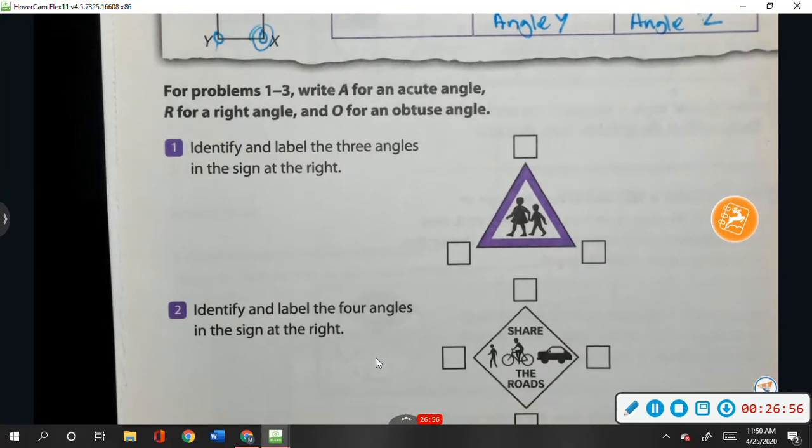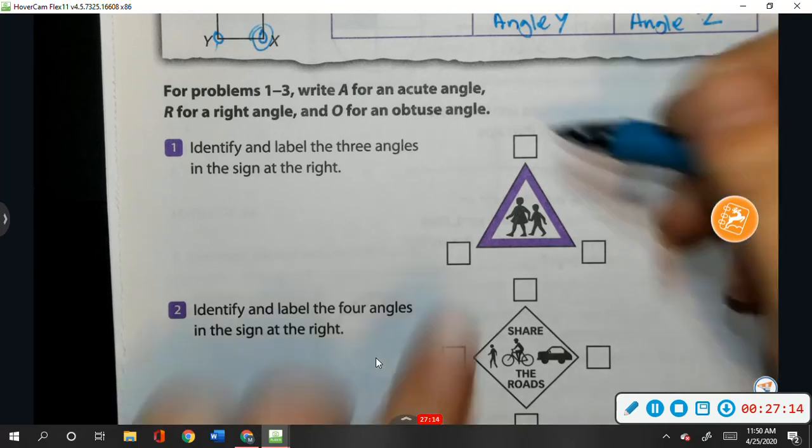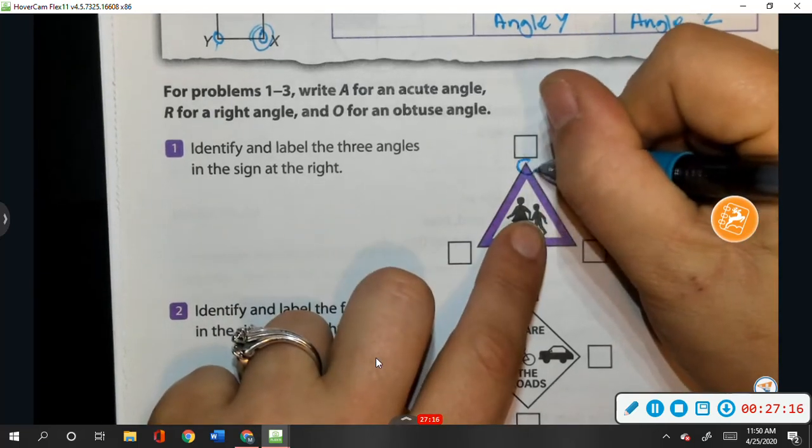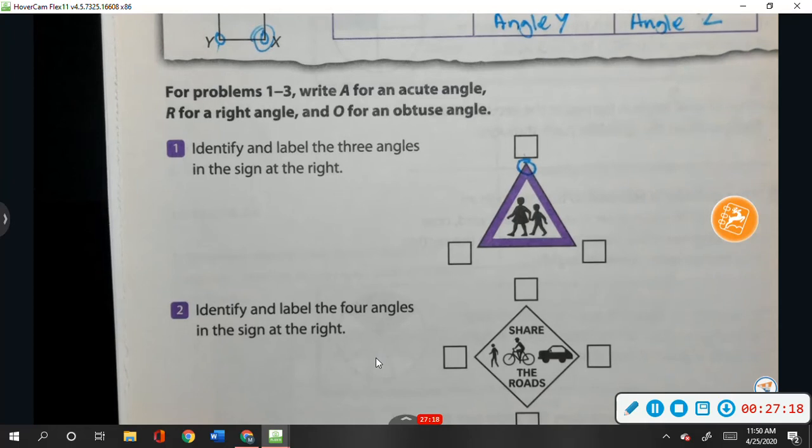The next few problems, you're going to write A for an acute angle, R for right angle, or O for an obtuse angle. So number 1 says identify and label the 3 angles in the sign at the right. So let's see. Let's look at this first angle right here. What type of angle is that? Does it make an L? Does it make a V? Or is it much wider?